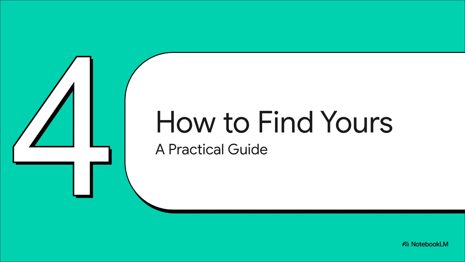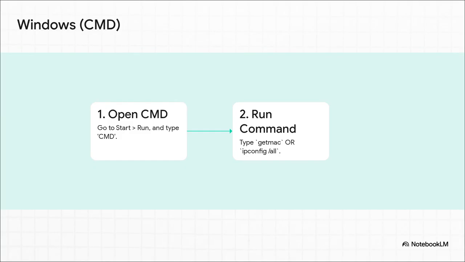So are you curious what your own device's MAC address is? You can find it on pretty much anything you own that connects to a network. Let's run through a few super quick ways you can look it up yourself. If you're on a Windows machine, here's a little pro tip for you. Just open up the command prompt, type getmac, and hit enter. Boom! The line item called physical address, that's it. It's as simple as that.